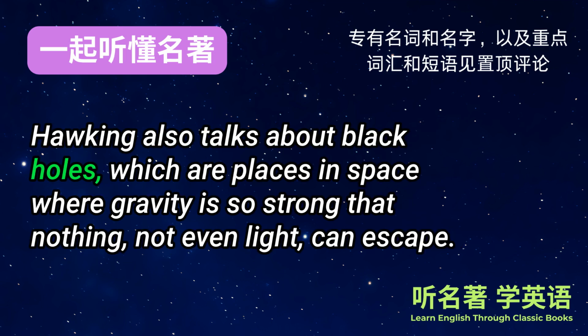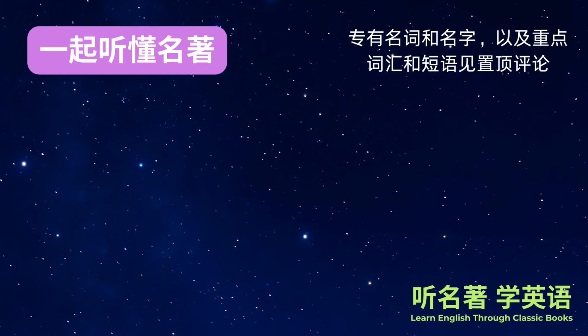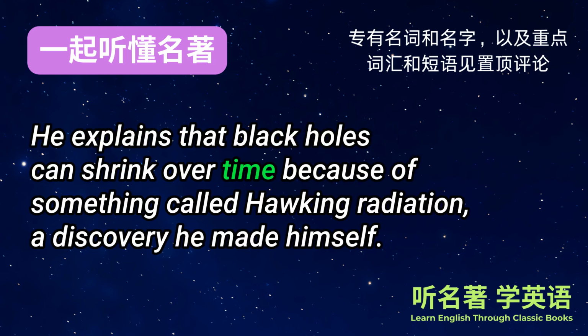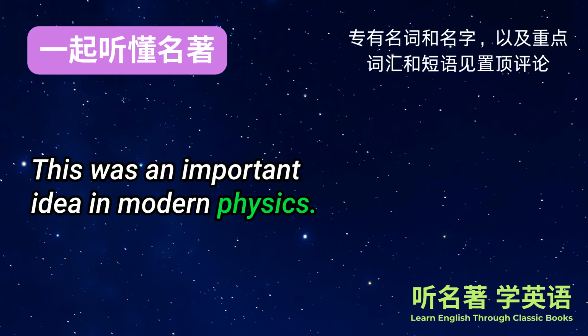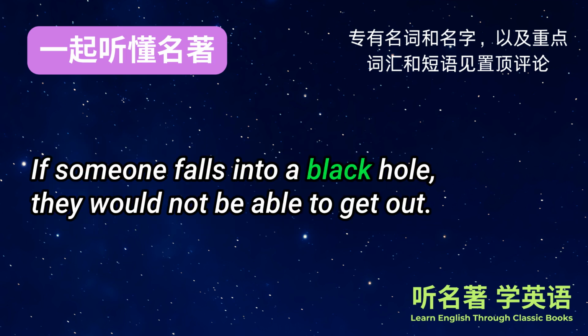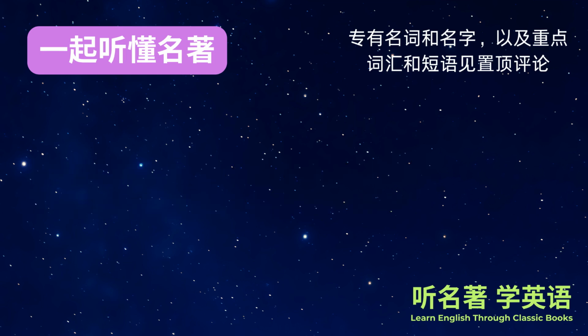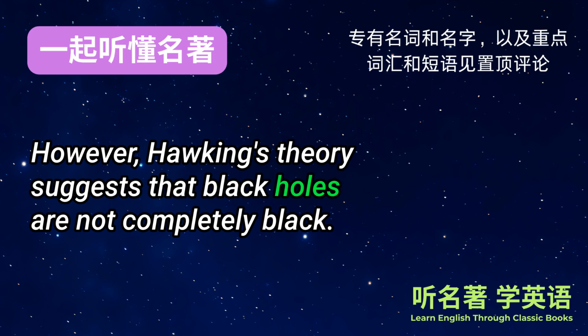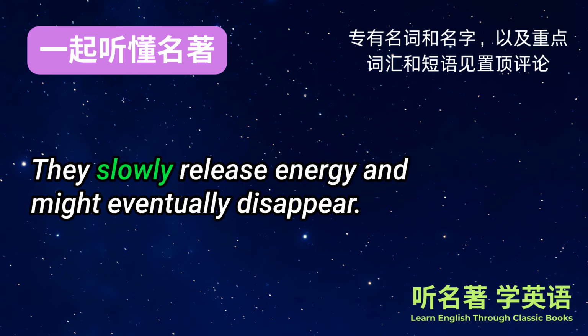Hawking also talks about black holes, which are places in space where gravity is so strong that nothing, not even light, can escape. He explains that black holes can shrink over time because of something called Hawking radiation, a discovery he made himself. This was an important idea in modern physics. He describes black holes as being like whirlpools in space, pulling in everything around them. If someone falls into a black hole, they would not be able to get out. However, Hawking's theory suggests that black holes are not completely black. They slowly release energy and might eventually disappear.